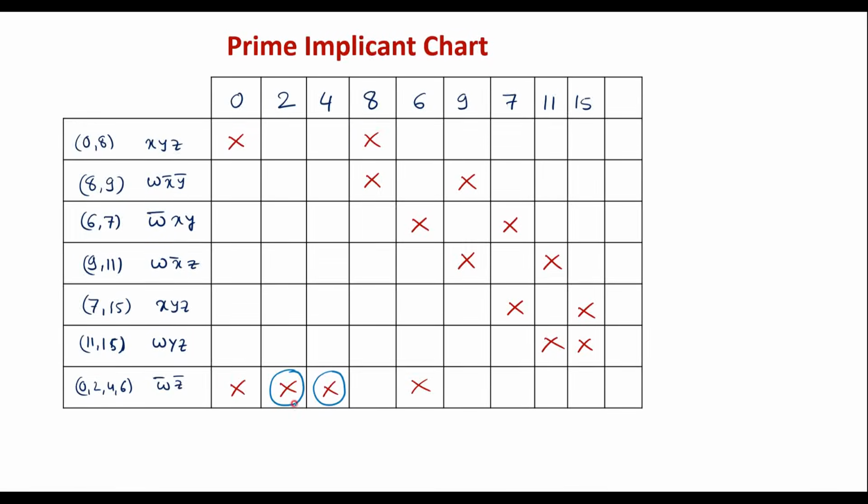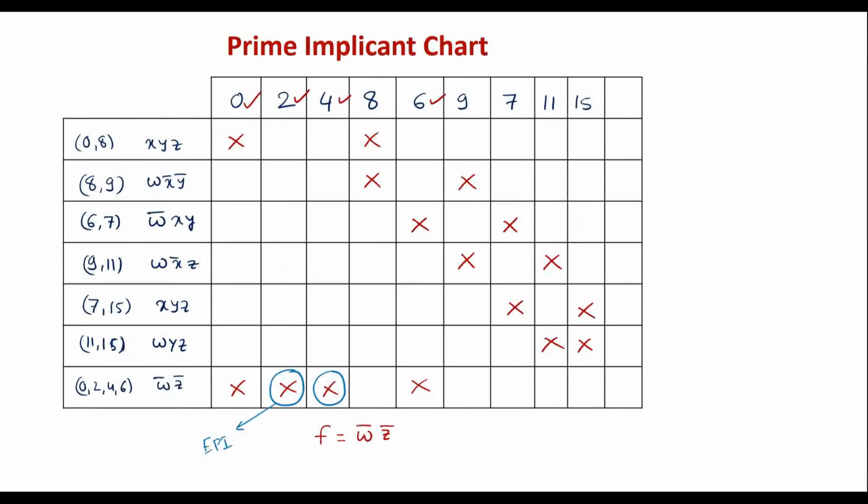The columns which have a single cross mark are known as essential prime implicants. So W bar Z bar is an essential prime implicant. It covers 4 numbers, so let me put the check mark for those numbers. This is 0, 2, 4 and 6. Let me write the result, that is F is equal to, the essential prime implicant, first one is W bar Z bar.